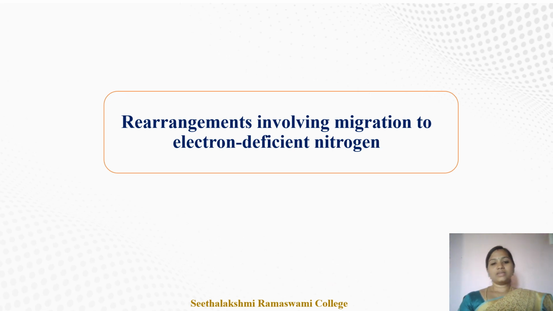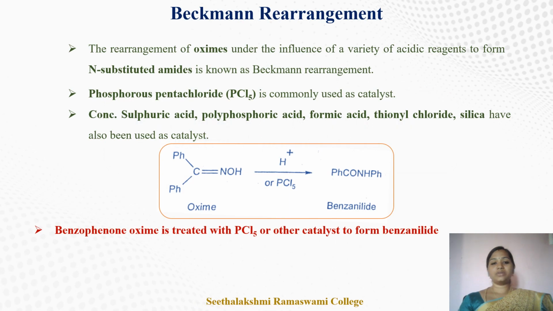So now let us discuss the rearrangements involving migration to electron deficient nitrogen. Previously we were discussing the rearrangements involving migration to the electron deficient carbon. Now we are going to discuss electron deficient nitrogen. Under this, the rearrangement which you are going to see is the Beckmann rearrangement.